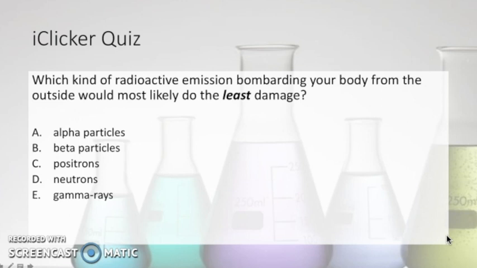So let's answer this quiz real quick. We'll pause again. Beta particles is a good answer here, and that's because gamma and beta have about the same relative biological effectiveness, but beta has less penetrating power, so it's less dangerous when it comes in contact with your tissues.